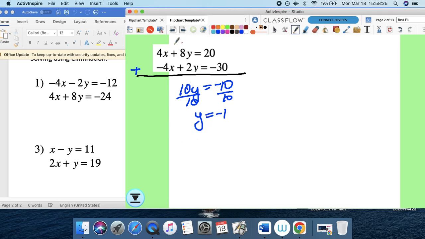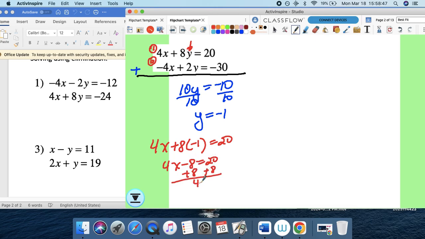Now we're going to pick one of the equations, equation 1 or equation 2, and replace the y value right here with negative 1. I'm just going to stick to the first one. So 4x plus 8 times negative 1 equals 20. 4x minus 8 equals 20. I'm going to add 8 to both sides. 4x equals 28. Divide both sides by 4. x equals 7. So apparently our solution is the point (negative 1, 7).